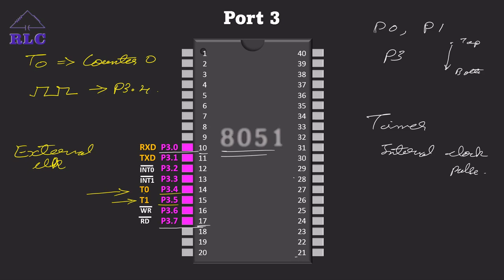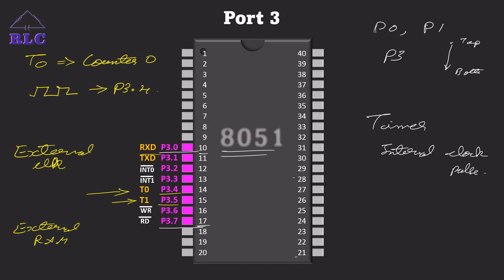Whenever we want to read or write data from the external RAM, the WR pin helps in writing the data to the external RAM, and the RD bar pin helps to read the data from the external RAM. These are all the special functions available in port 3, which we have gone through.